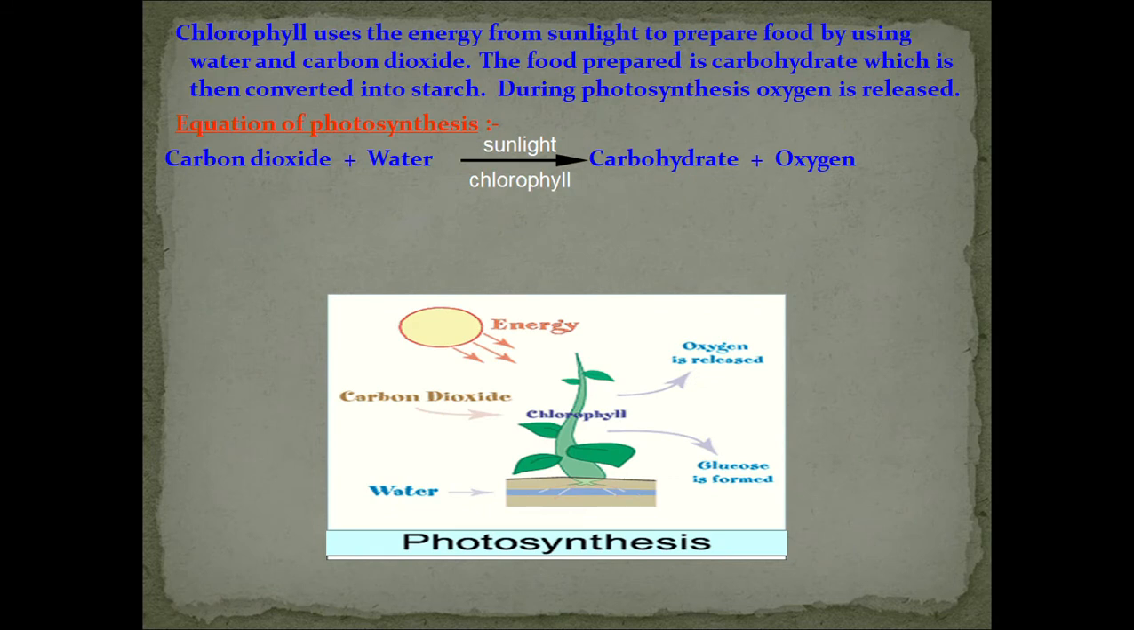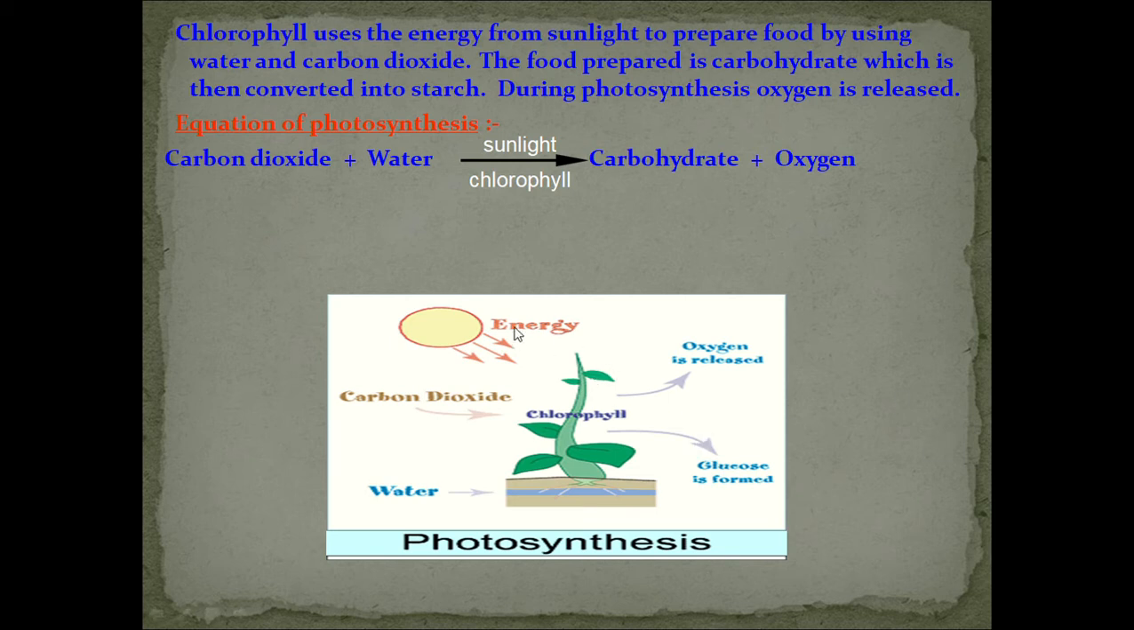Chlorophyll uses the energy from sunlight to prepare food by using water and carbon dioxide. The food prepared is carbohydrate, which is then converted into starch. During photosynthesis, oxygen is released. Given below is the equation of photosynthesis. Carbon dioxide, CO2, plus water, H2O, in the presence of sunlight and chlorophyll gives us carbohydrate plus oxygen, O2.